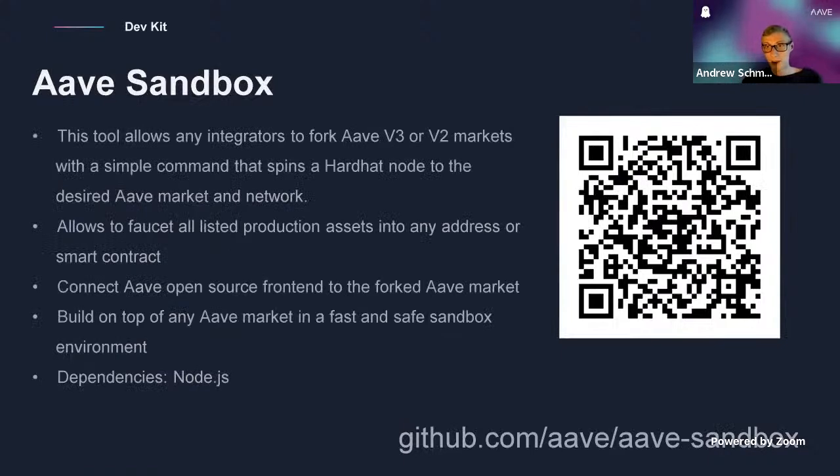And then finally, for smart contracts, I want to highlight the Aave sandbox. So this is a tool that lets you take any production V3 or V2 market and create a fork of it inside of a Hardhat node. And one really cool feature of this is that you're able to faucet all of the production assets. So say you want to test an extreme position where you're supplying a whole bunch of a different asset. This allows you to do this in a production environment by using the faucet.